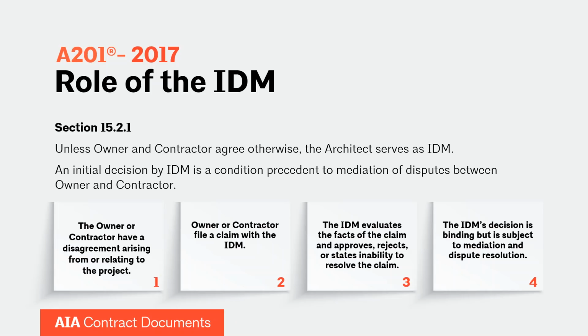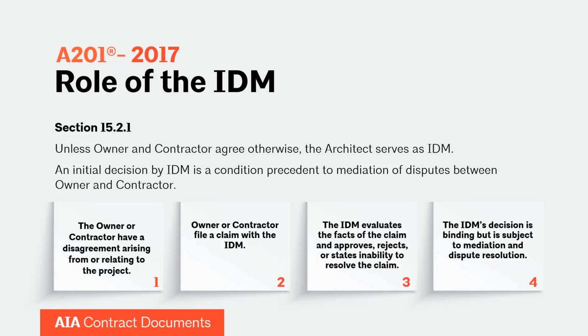So then you go to step 2. Either the owner or the contractor files a claim with the initial decision maker. In this case, it'd probably be the contractor to say, hey, Mr. or Mrs. Initial Decision Maker, we think we're entitled to 100. The owner only wants to give us 75. Can you please issue a decision?